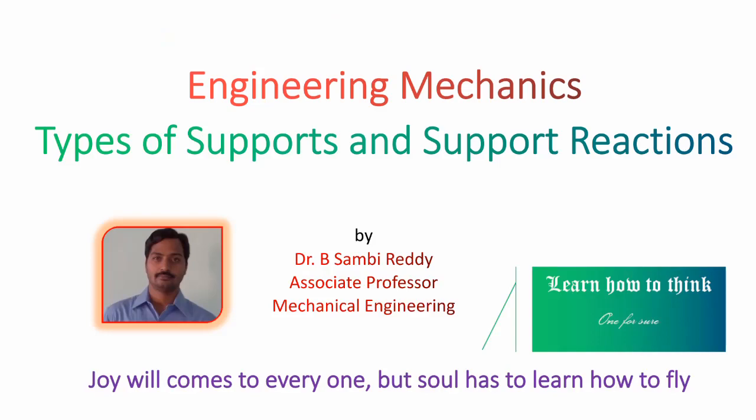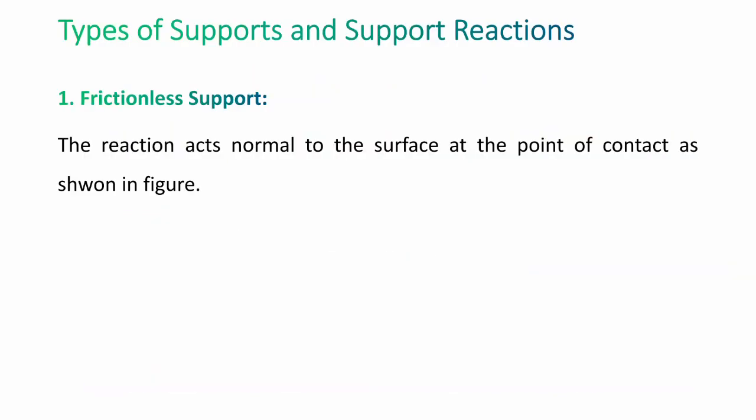That means we design a specific object for a specific function to perform. So what type of supports and what type of reactions are going to be generated? This is related to the previous video lectures on constraints. So in this case, the types of supports and support reactions. First I have taken the frictionless support. In this case, the reaction acts normally to the surface at the point of contact as shown in the figure.